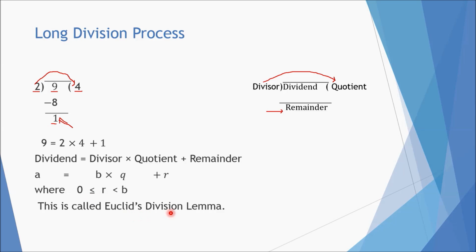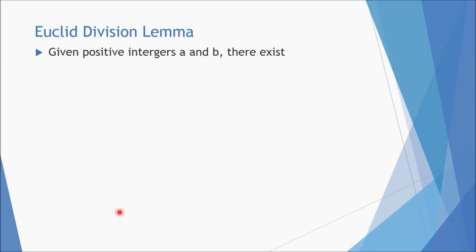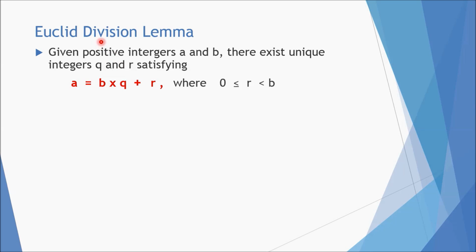This is called Euclid's division lemma. This condition, that A is equal to B into Q plus R, is called Euclid's division lemma. So what is Euclid's division lemma? It says that given positive integers A and B, there exist unique integers Q and R satisfying the equation A is equal to B into Q plus R, where R is always greater than or equal to 0 and always less than B.